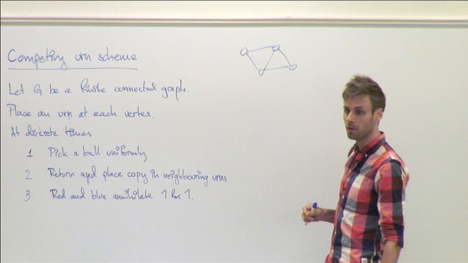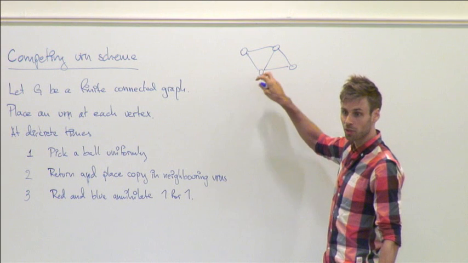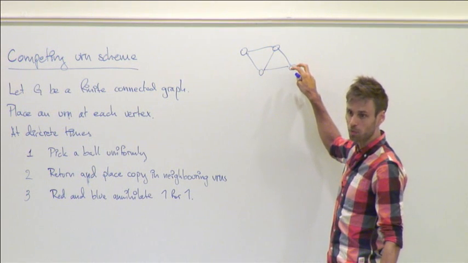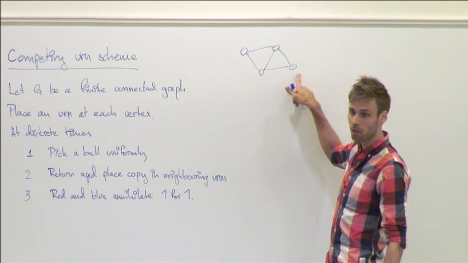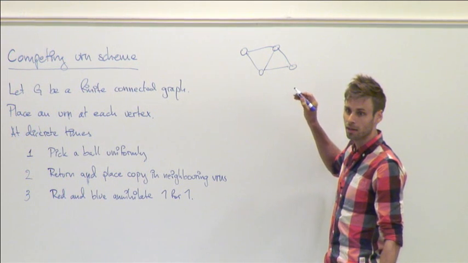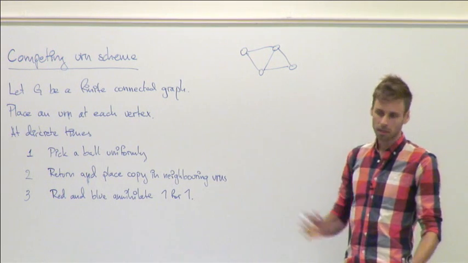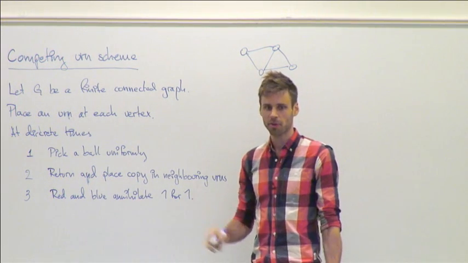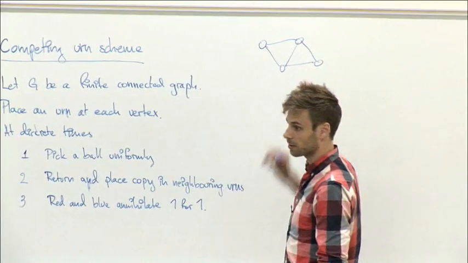What's the initial configuration of urns? There's one urn at each vertex, and I start with some number of red or blue balls in each urn. For example, I might start with one red here, one blue there, or something else. Each urn is monochromatic, but the number of balls in it is arbitrary, finite but arbitrary. And you don't place a new copy in the same urn? No, I just return the ball that I looked at, and then I put copies in the neighbors.